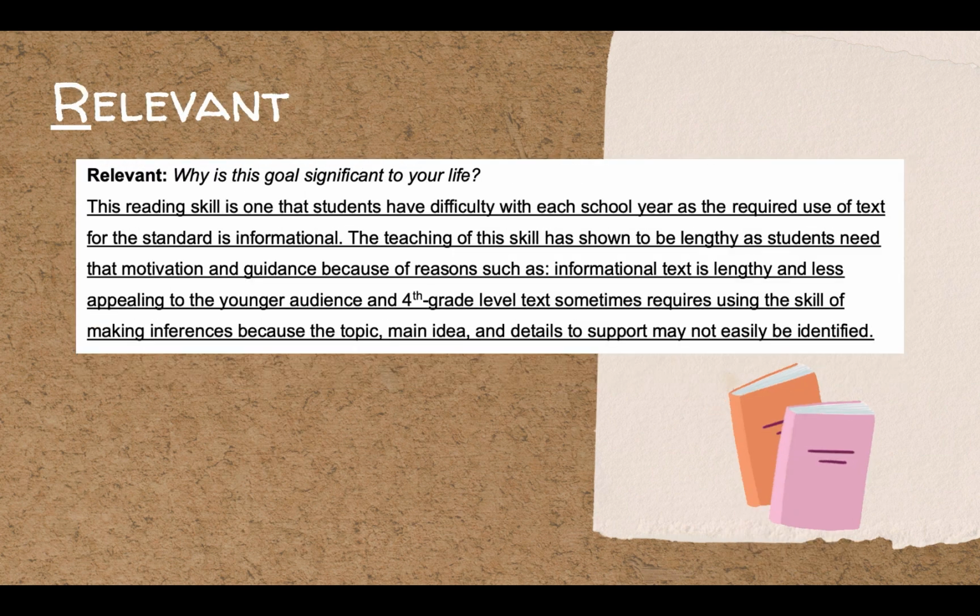Why is this goal relevant or significant? I have found that identifying the topic, main idea, and supporting details is a skill students have difficulty with, as the required use of text for this is informational. Informational texts can be quite lengthy and are usually less appealing to the younger audience. In addition, sometimes the topic and main idea is not explicit, requiring students to use inferencing skills as well.